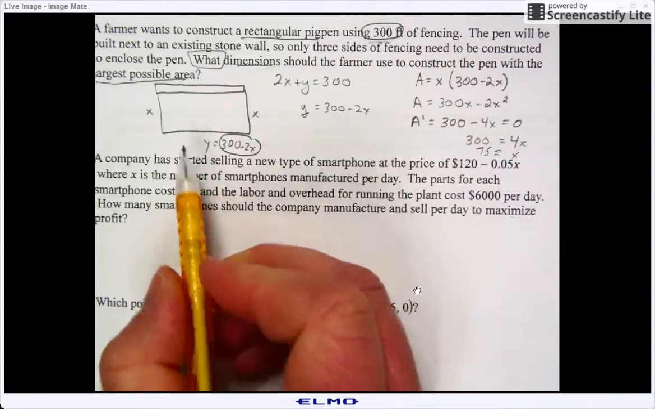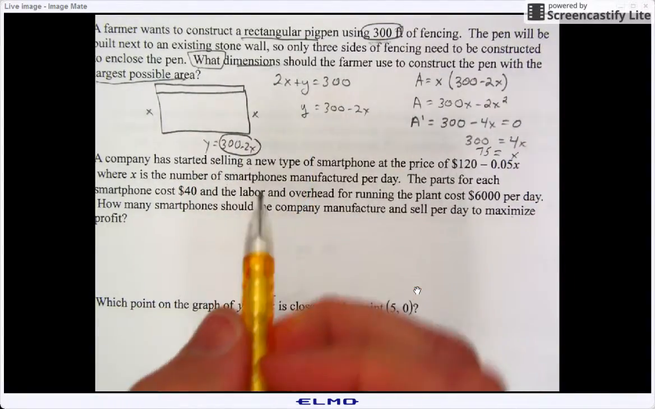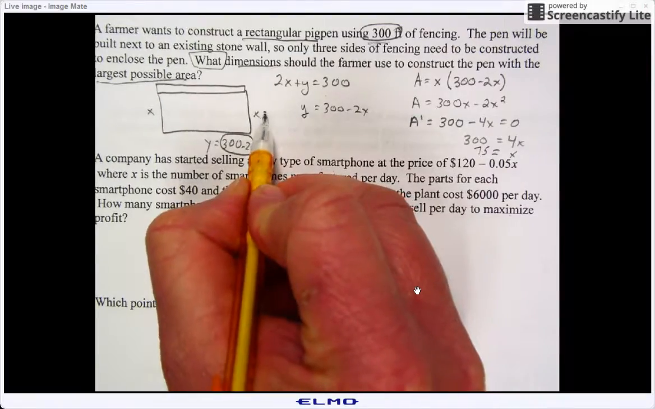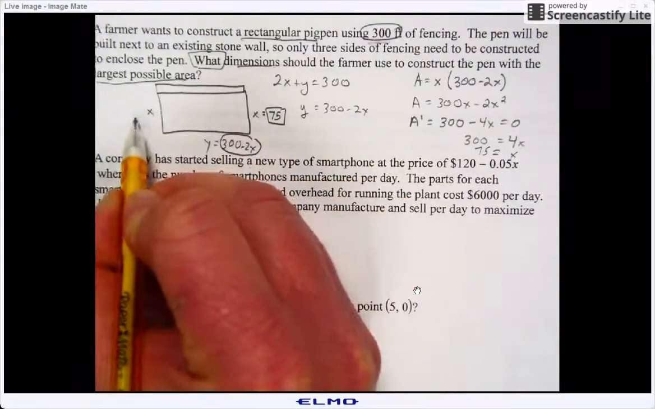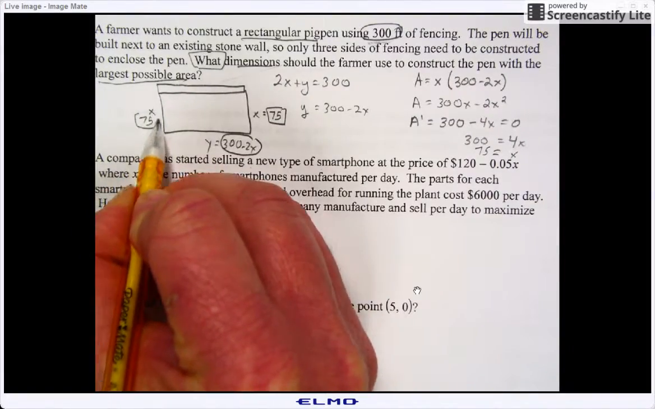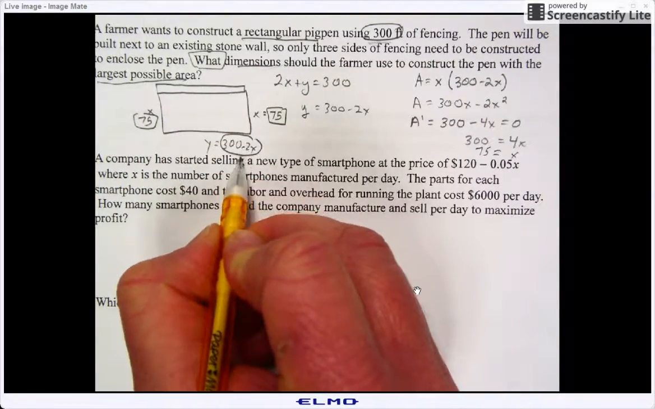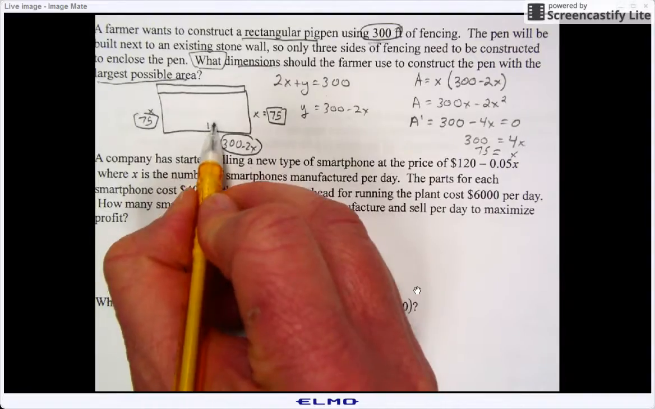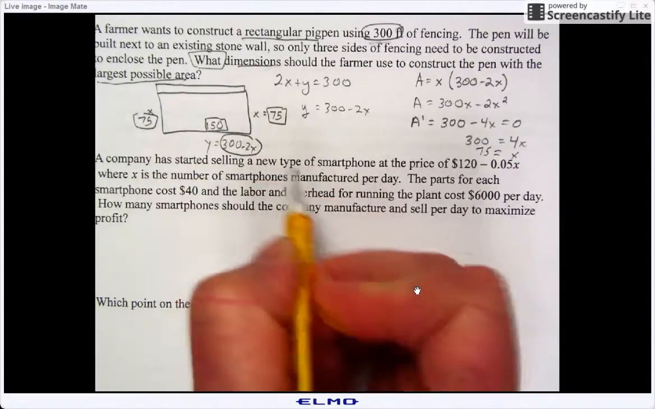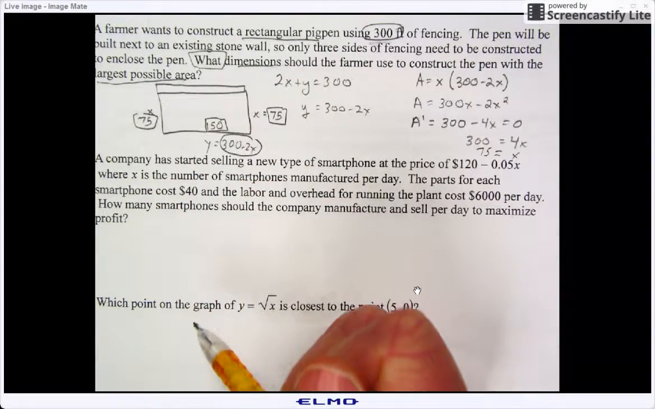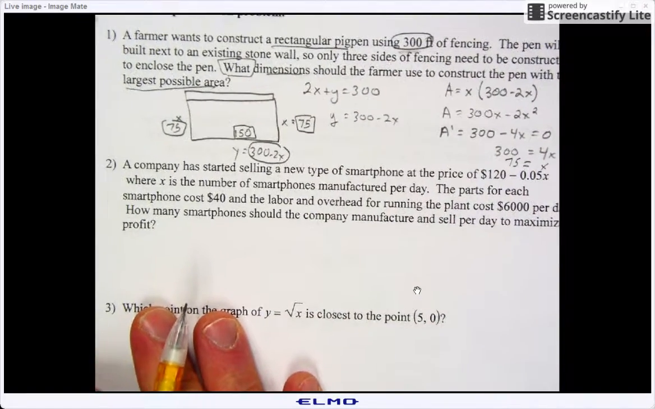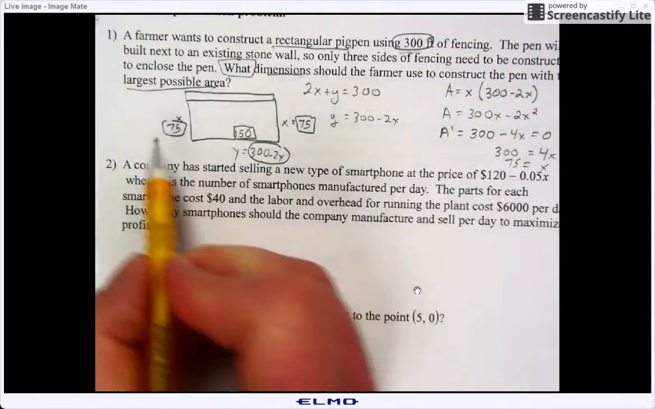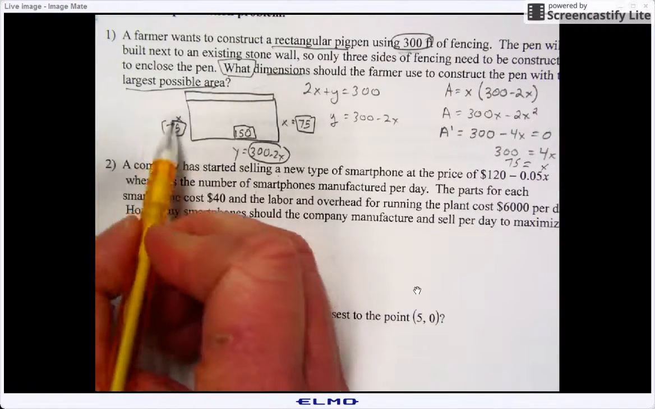So you always go back and answer the question, what dimensions should the farmer use? And you need to be specific as to where the 75 goes. So 75, 75, and then this is 300 minus 2 times 75, so this is 150. So 75 by 150 would give you the maximum area for those fencings.